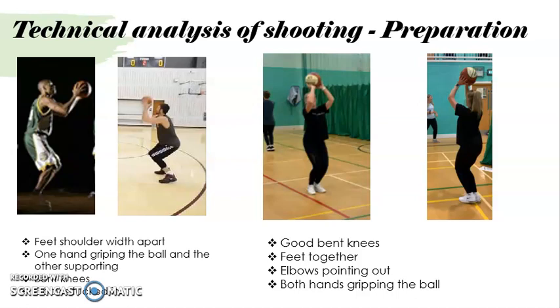Lastly, at the preparation phase, the elbow should be tucked in and the arm and wrist in a C shape. This is so that there is a smaller risk of the opponent knocking the ball out of the performer's hands. Although Demi did have good bent legs, which is used for power, it's used for power to transfer through the body to the ball. She did not have her elbows tucked in.